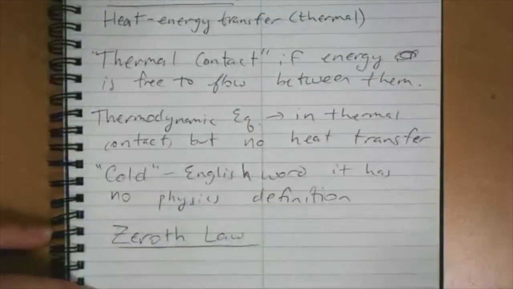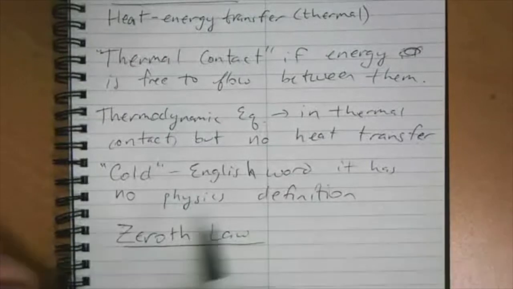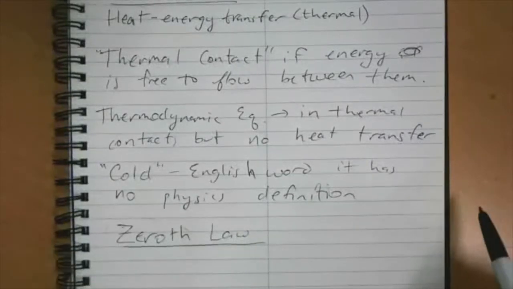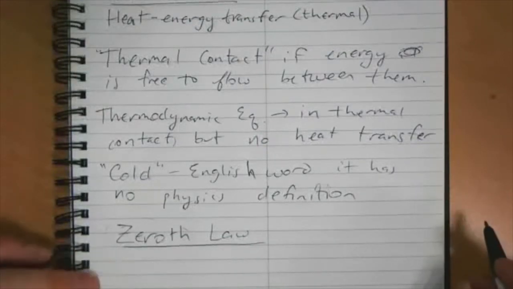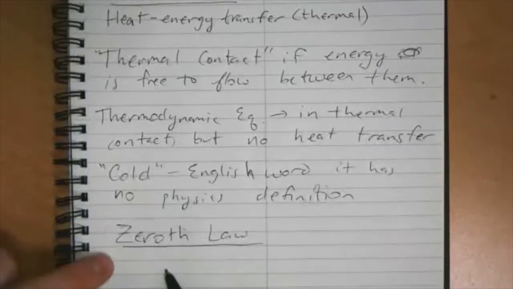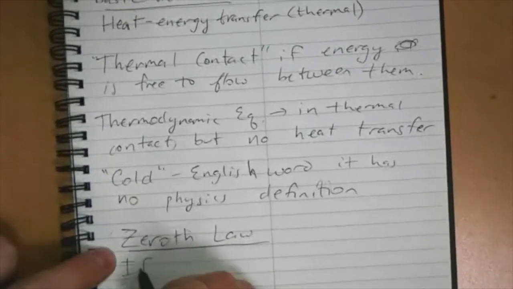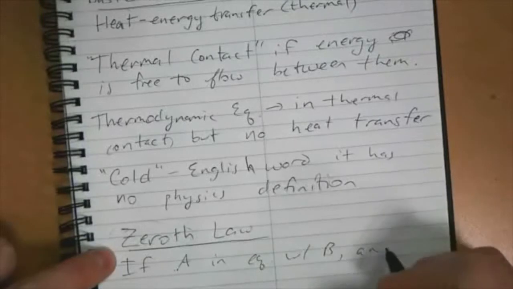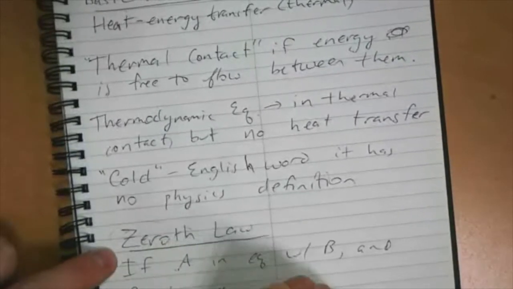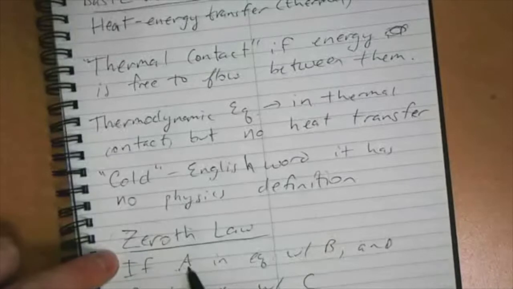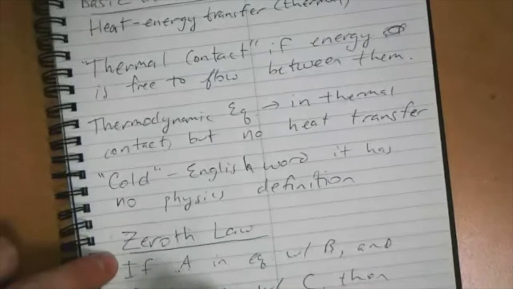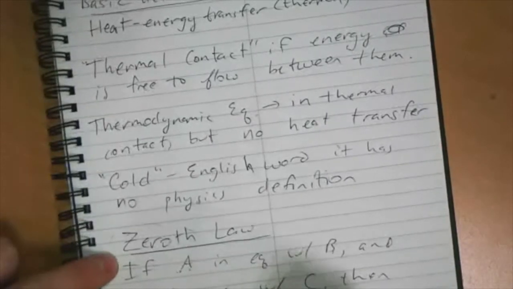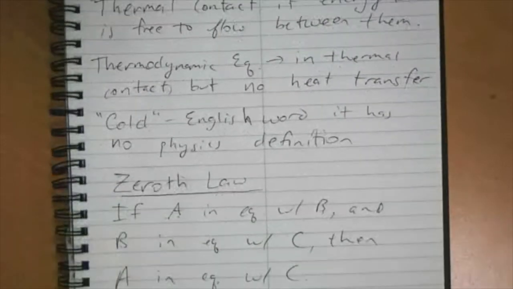And as far as I know, thermodynamics is the only place where I've ever seen the word zeroth. I wasn't even sure it was a word, but it's a thing that's used in thermodynamics. Now, the Zeroth Law states that if A is in equilibrium with B and B is in equilibrium with C, so object A is in equilibrium with B and object B is in equilibrium with C, then object A is in equilibrium with C. It states that thermodynamic equilibrium is transitive.